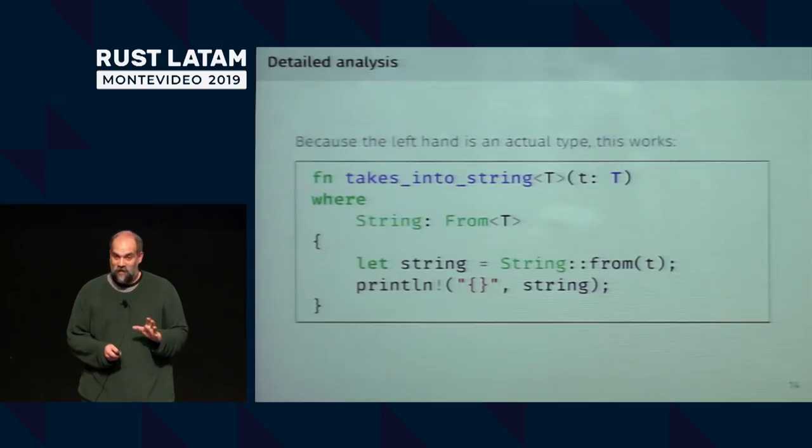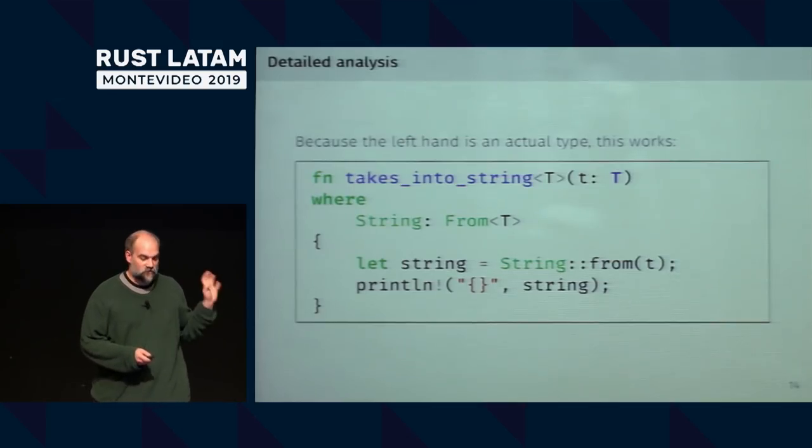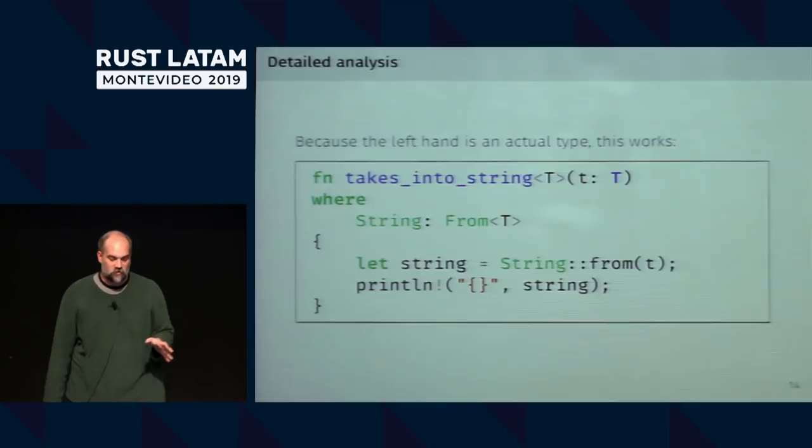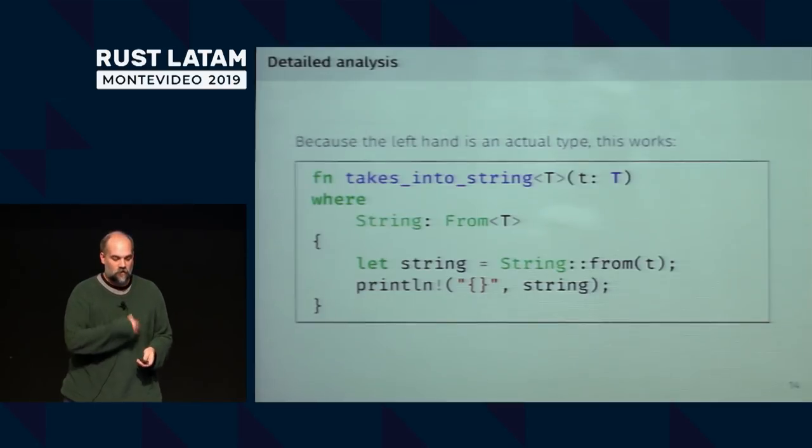Because the left hand is an actual type, this, for example, works. I can say I have a function takes_into_string with T where String, which is the standard string of the Rust library, implements From<T>. So I can say I take any kinds of types that can be turned into a string in that way.